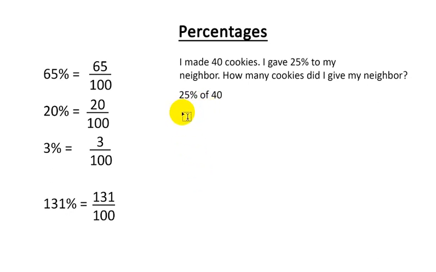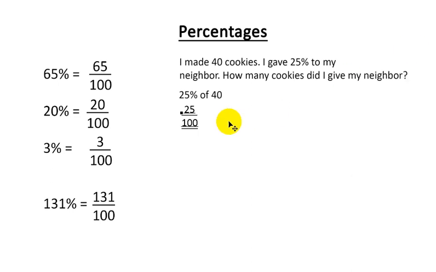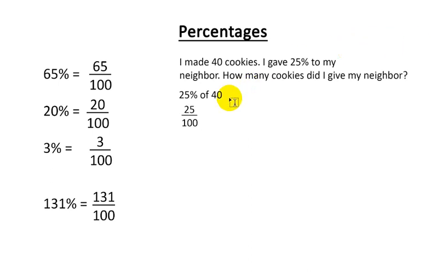As we said just now, 25%, this is the percent symbol, this symbol right here, can be turned into a fraction. So that fraction would be 25 over 100. So I want to find 25 100ths of 40.